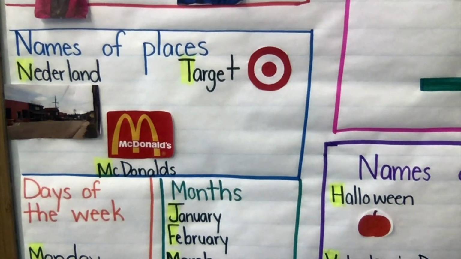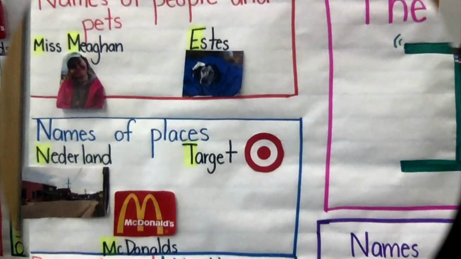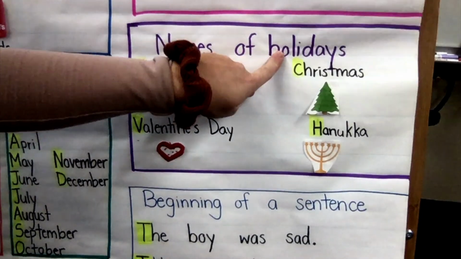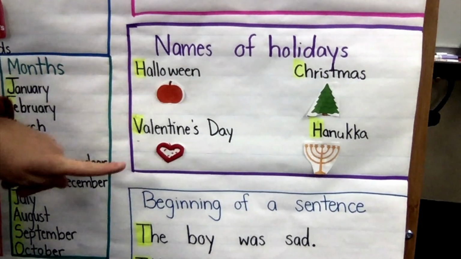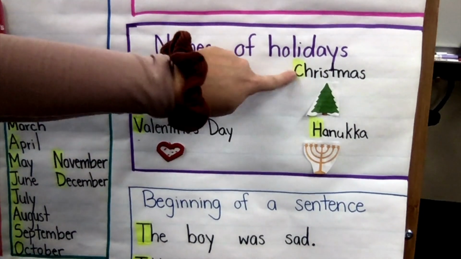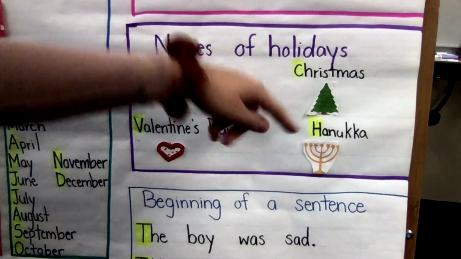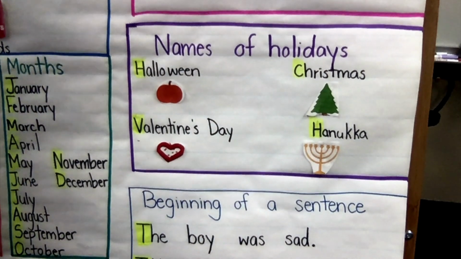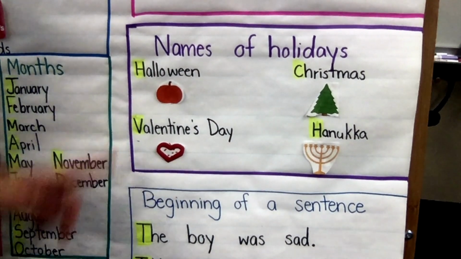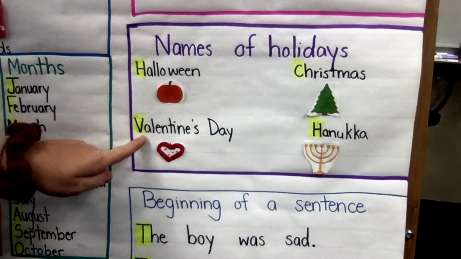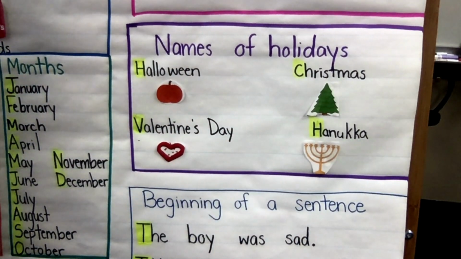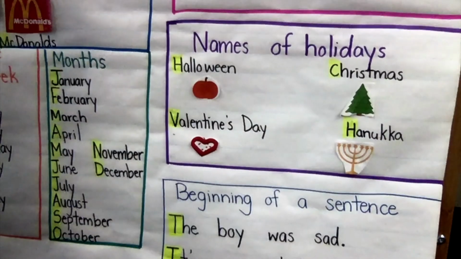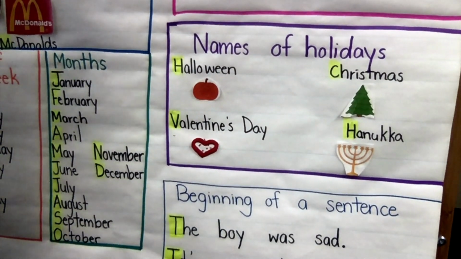Let's look at a few more boxes to see some other things. In this box, it says names of holidays. So holidays could be like Halloween, Valentine's Day. Maybe you celebrate Christmas. Maybe you celebrate Hanukkah. Maybe you don't celebrate those holidays, but if you're writing a sentence about any holiday, the first letter in the word is always a capital letter. Okay, let's keep moving on.